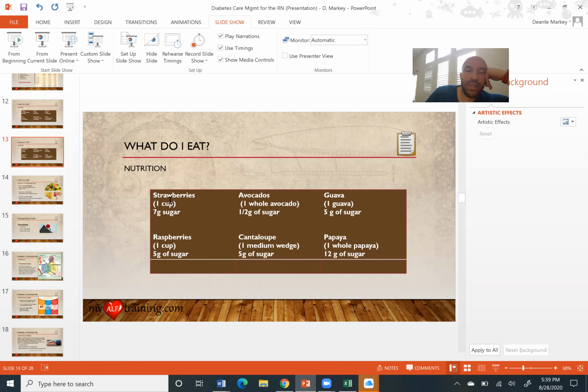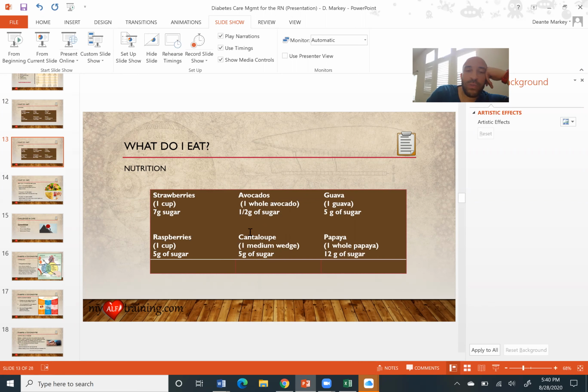Even better than that would be raspberries or guava or cantaloupe if they want something sweet. If they're looking for something that's not so sweet, an avocado, half a gram of sugar, that does have some fats in it. But again, they wanted to know which fruit had the lowest amount of sugar. The correct answer is strawberries, 7 grams.